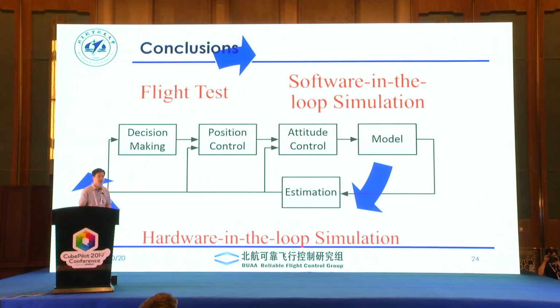module tests separately. For example, decision making, position control, attitude control, model estimation. Then perform the software in the loop simulation, hardware in the loop simulation, flight test, and so on. It's just to establish a database to make the testing. Just now Peter mentioned auto test. Yes, it's an impressive function.